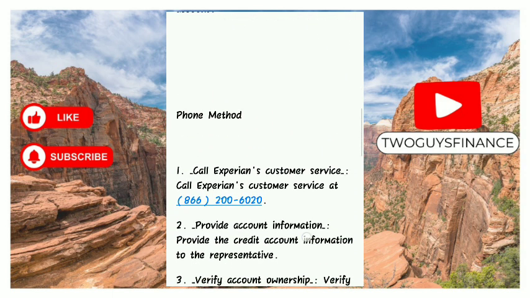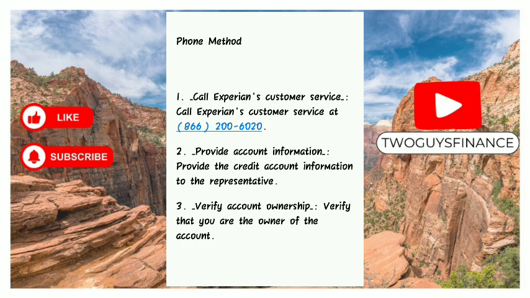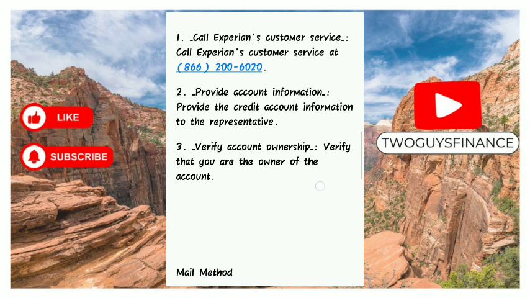Now for the phone method, you can just call Experian customer service. The number is right there on the screen, and then just provide the credit account information to the representative and verify that you are the owner of the account, and they're going to help you take care of that.